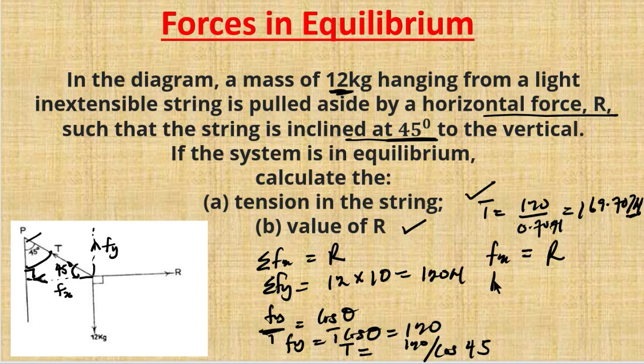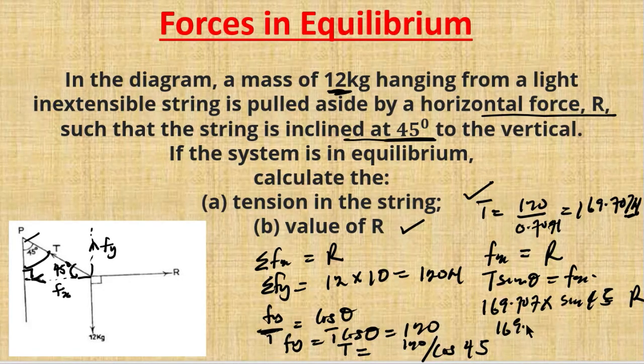Now the next thing is to calculate R. I know that T sine theta is equal to Fx. So 169.7071 times sine 45 is equal to R. So R now invariably is 169.7071 times 0.7071. That's the value of sine theta, sine 45.